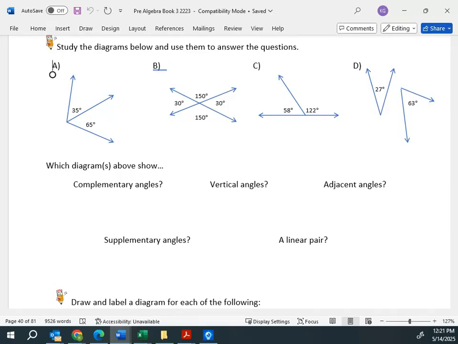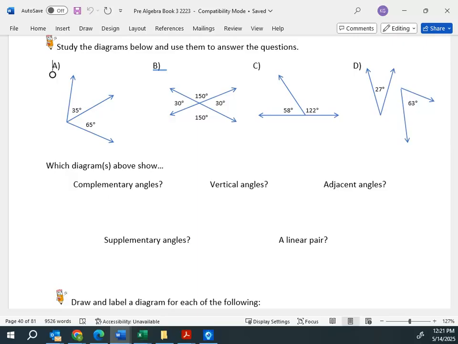Which ones show vertical angles? Which ones show adjacent angles, supplementary angles, or a linear pair? Okay, so you're going to write whatever letters fall in there. There won't be any that have 0. Okay, so it will have at least one letter. It might have multiple letters. So you really have to look at that. You could use letters more than once.